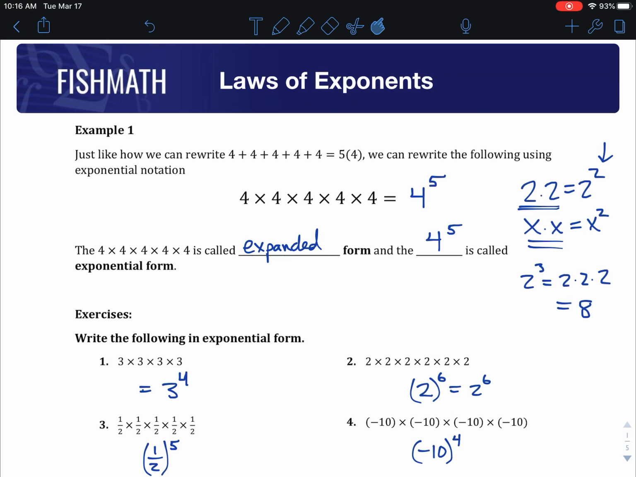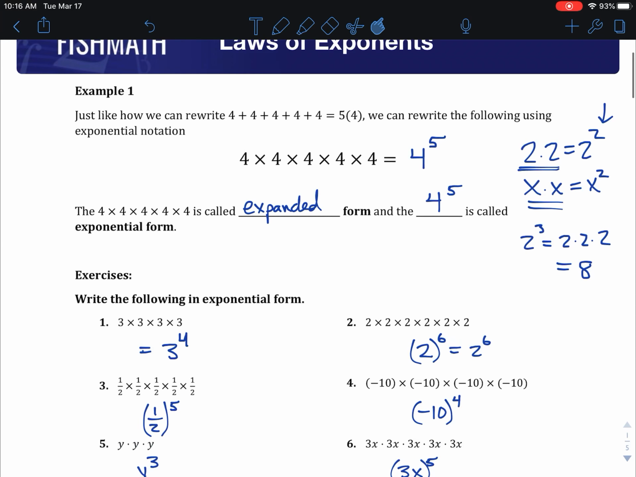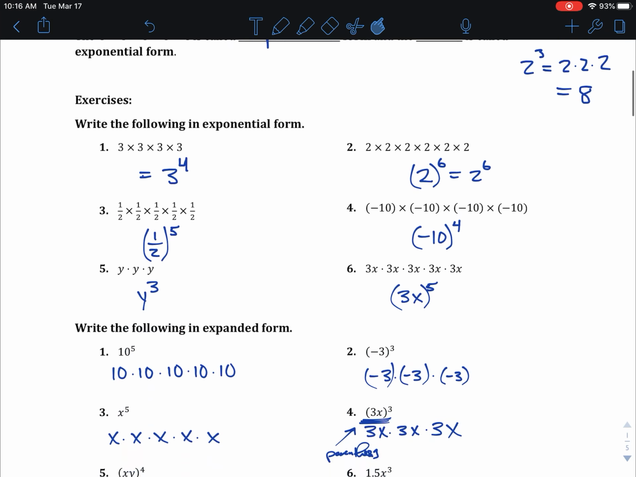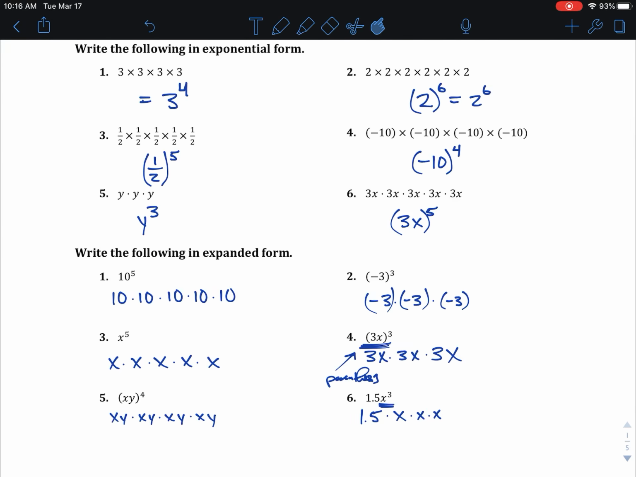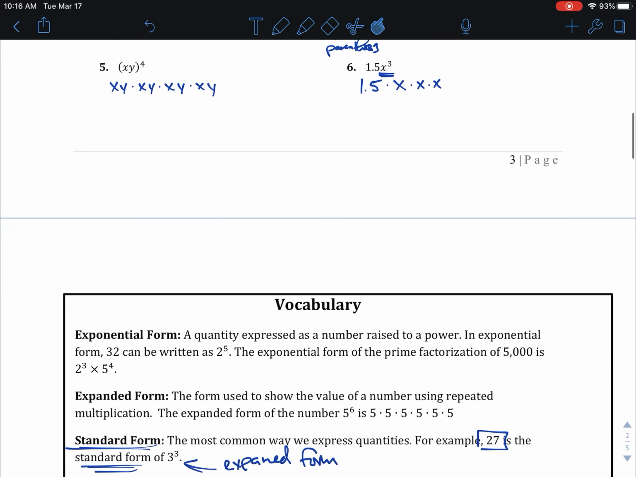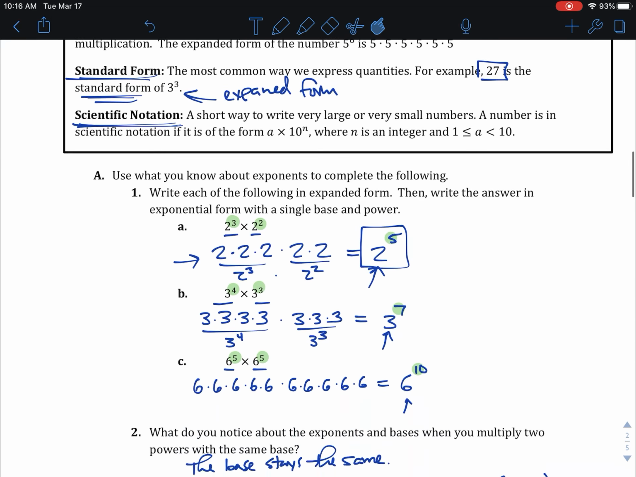So we use 4 to the 5th instead of writing out 4 times 4 times 4, 5 times, and that's what we call exponential form, using that exponent instead of writing it all out in expanded form. So that's what we saw a little bit in the last video. We talked about how these can be written in either form, given the other version. We talked about some vocab, and then we found a couple of rules.